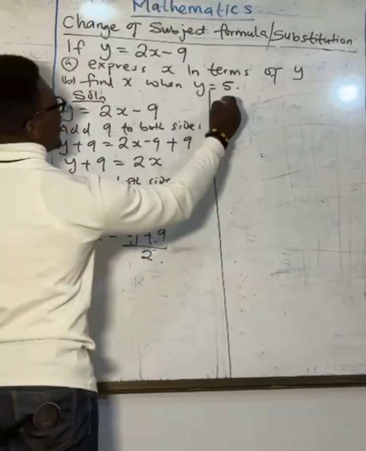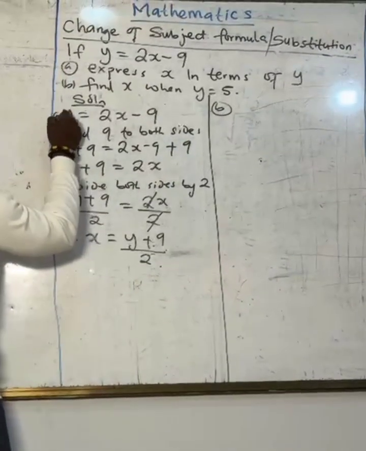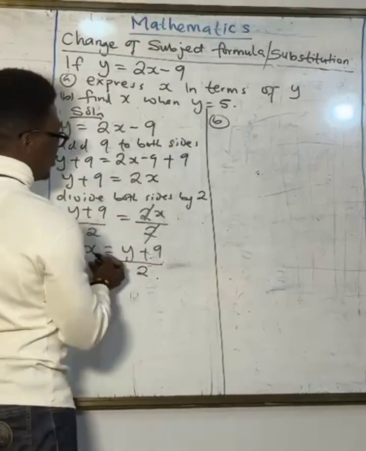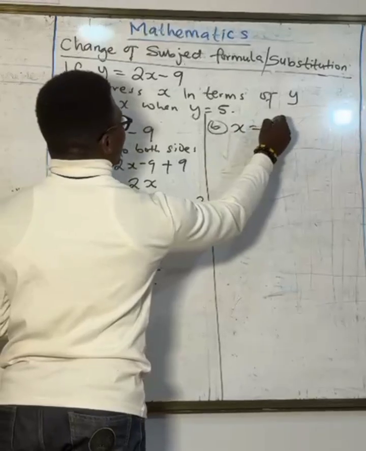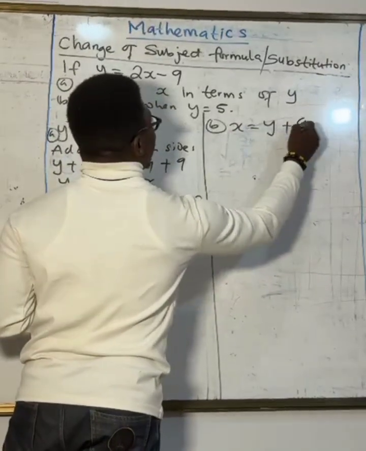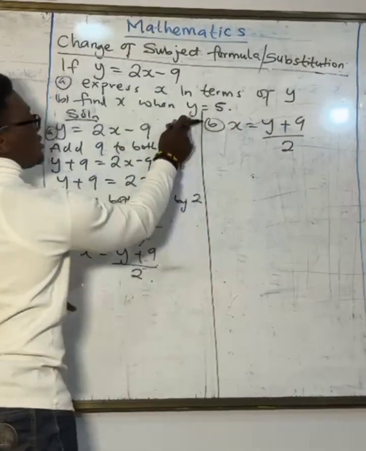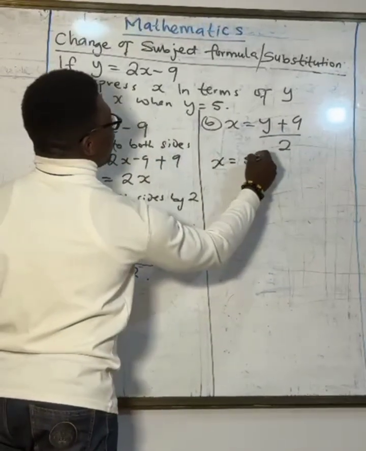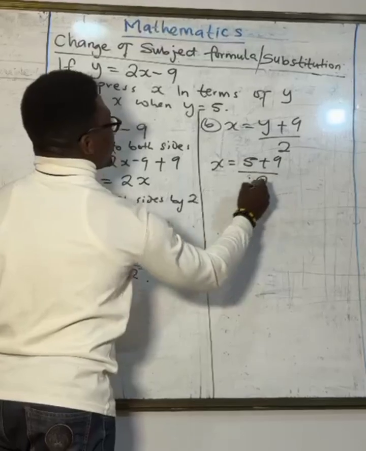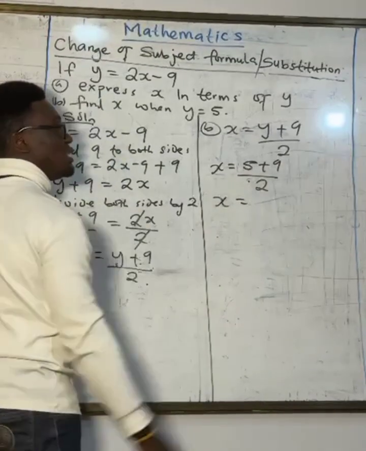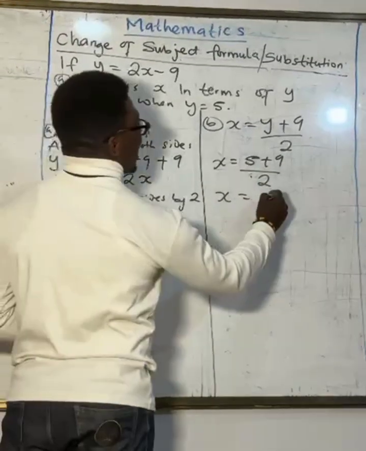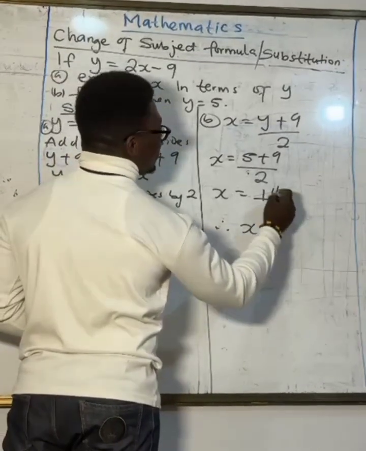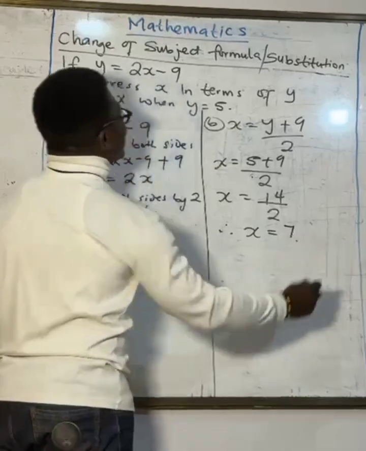So B, this is A. Find x when y is equal to 5. So we should find this x. With this equation, x equal to y plus 9 over 2. Let's substitute. Anywhere we see y, we'll put 5. This is it. X equal to 5 plus 9 over 2. X is equal to 5 plus 9 is what? 14. I have 14 over 2. Therefore, x is equal to 14 divided by 2 is 7.